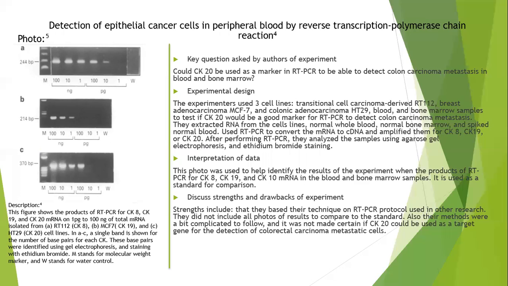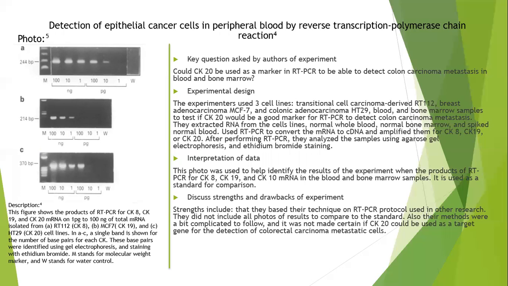They used RT-PCR to convert the mRNA to cDNA and then amplify them for cytokeratin 8, cytokeratin 19, or cytokeratin 20. And after performing the RT-PCR, they analyzed the samples using agarose gel electrophoresis and ethidium bromide staining.